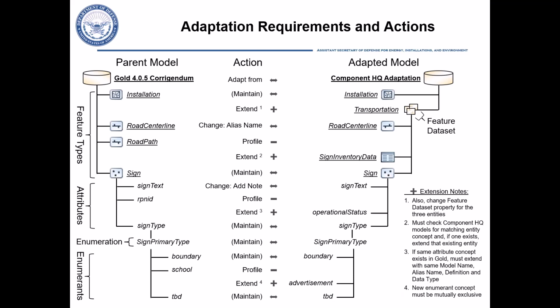This type of comparison between the adaptation requirements and existing Gold elements is a fundamental step in the model development process. As we will see in the next 2 videos in this series, these decisions about elemental level actions to profile, extend, change, or maintain as is will be used directly to populate an adaptation submission workbook, or ASW.